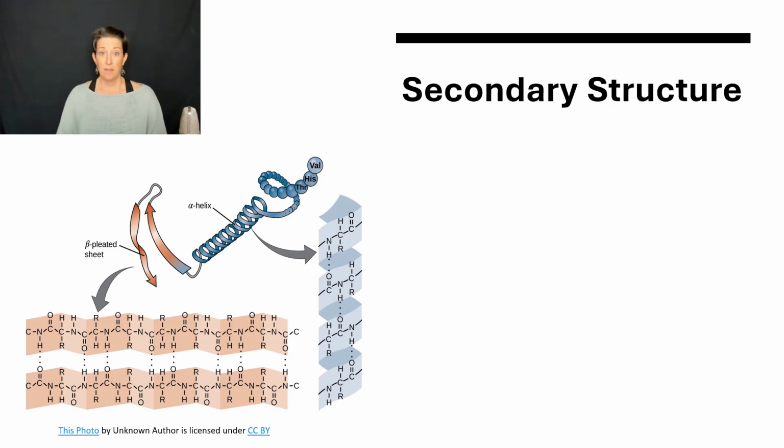Once our polypeptide has been released from the ribosome after it's been made, and that is our primary structure, then the protein is going to start to interact with itself and fold. Looking at the secondary structure of a protein first. A secondary structure represents folding in localized regions of the protein.